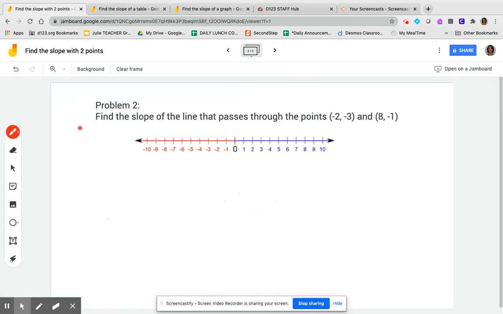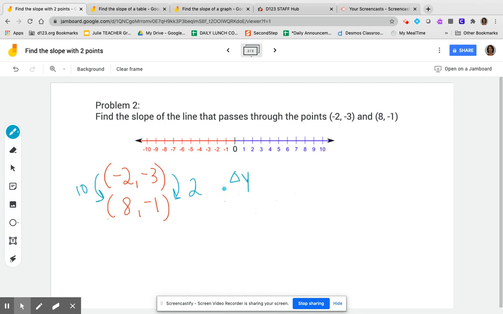For the next problem, I have another two ordered pairs that I'm going to rewrite. -2, -3, and below that, I'll write my 8, -1. Again, it doesn't matter which is on top and which is on the bottom. I'll use a different color to show my change in y. If I go from -3 to -1, that's 2. And if I go from -2 to 8, that's a positive 10.